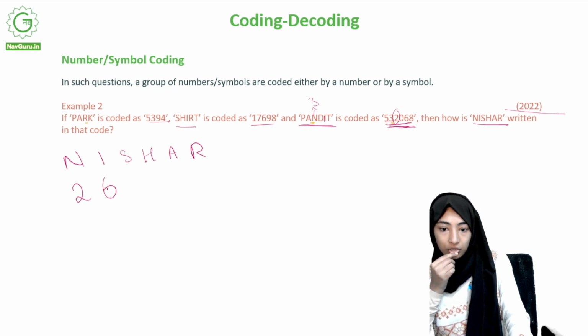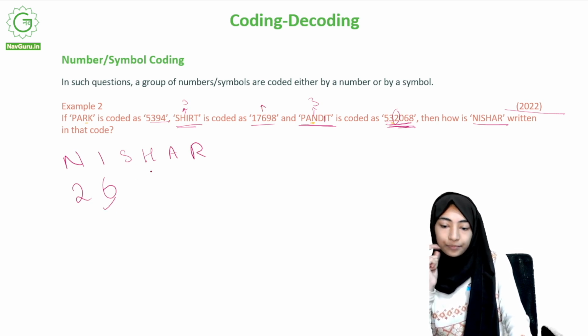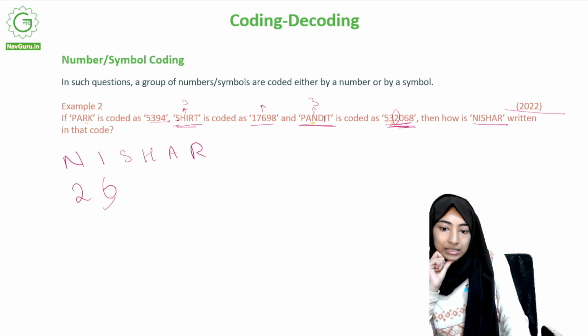But just cross check. So you have it in shirt also. In shirt, I is the third letter. What is the third number? Again 6. So you know that this is right. Now S is the first letter here, and in the number you get a 1. So 261. H is the second letter. The second number is a 7. So you get that too.